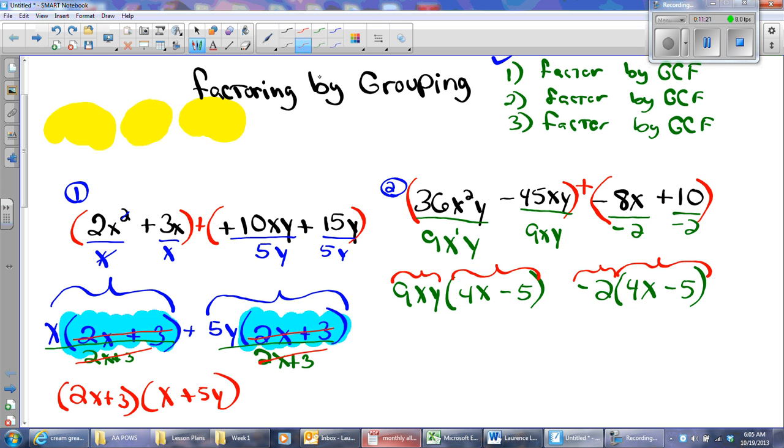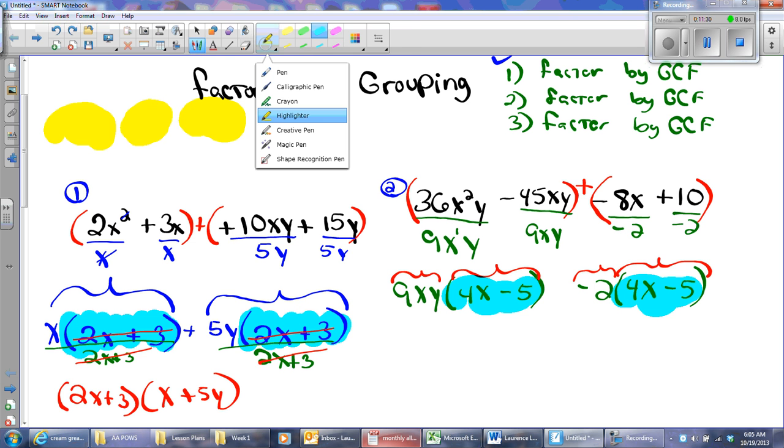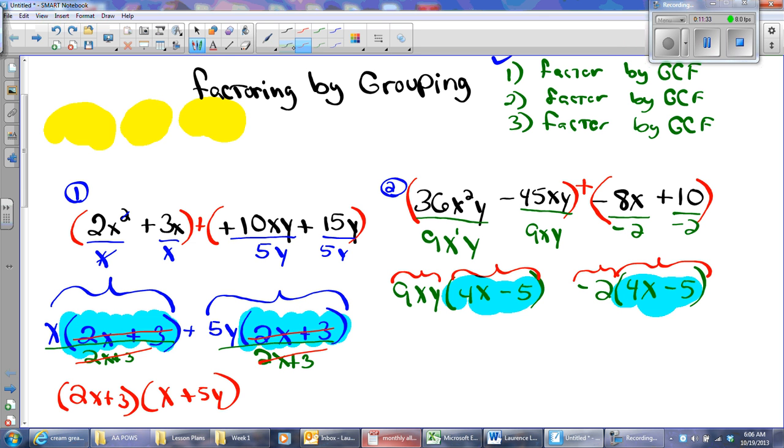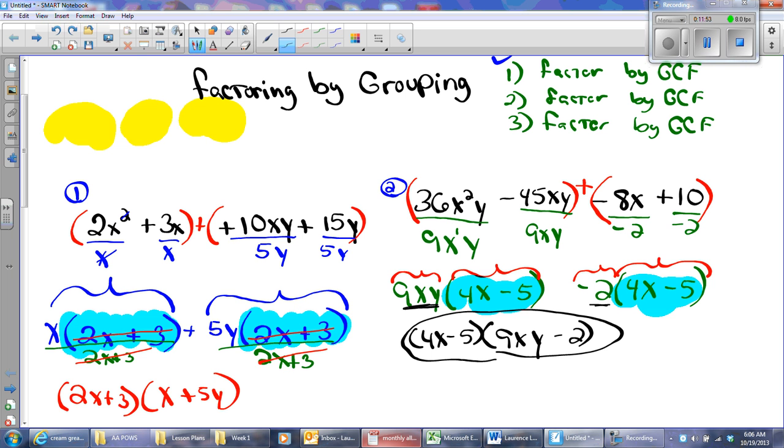There's the factors. Did I repeat myself? I did. I said that 4x minus 5 part twice. There is my third GCF. Interestingly enough, this is the part kids have the most trouble with, and it's really the easiest because all you have to do is pull out that common factor, and then what's left? Well, the other factor, a 9xy, and then a negative 2. And look at that, you're done. Piece of cake.